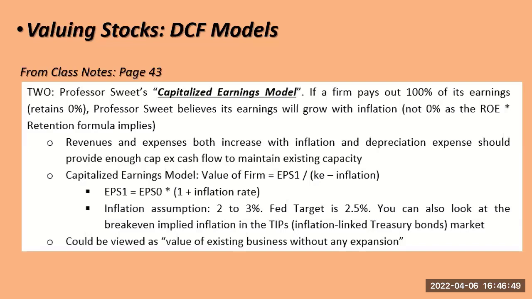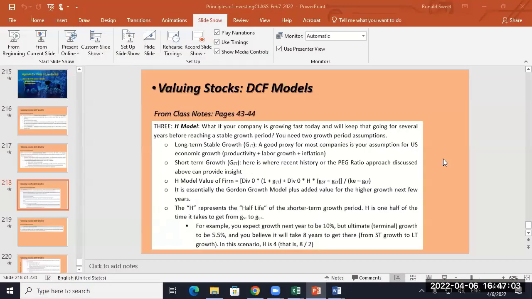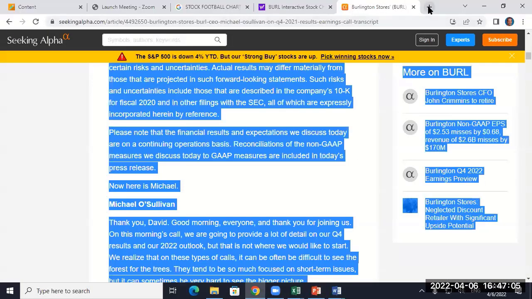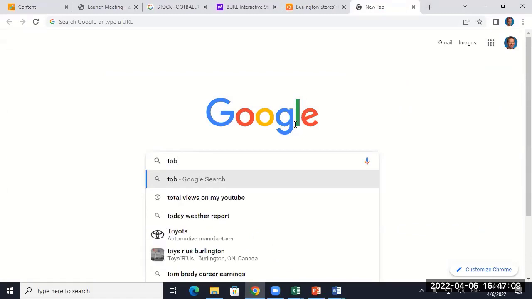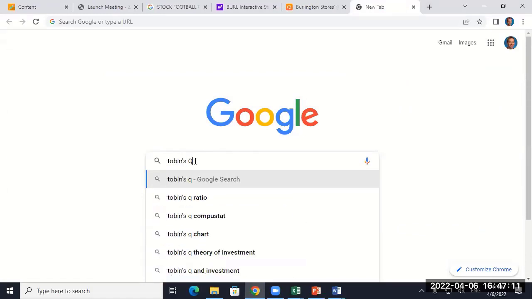It's like if they just keep doing what they're doing now, the stock looks pretty cheap, looks really good. That's kind of interesting to me. It's a little similar to something we're not going to do in this class, but it's similar to something you may have heard of, Tobin's Q. Have y'all heard of that before? Anybody heard of Tobin's Q?